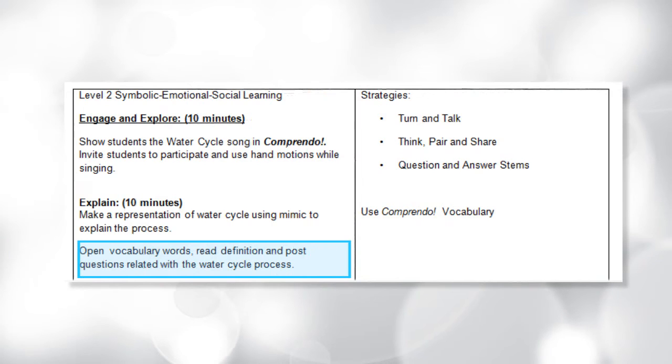The students listen, speak, and repeat language patterns like songs, rhymes, synonyms, or vocabulary words. Mrs. Campos opened vocabulary words and posted questions related to the water cycle process.